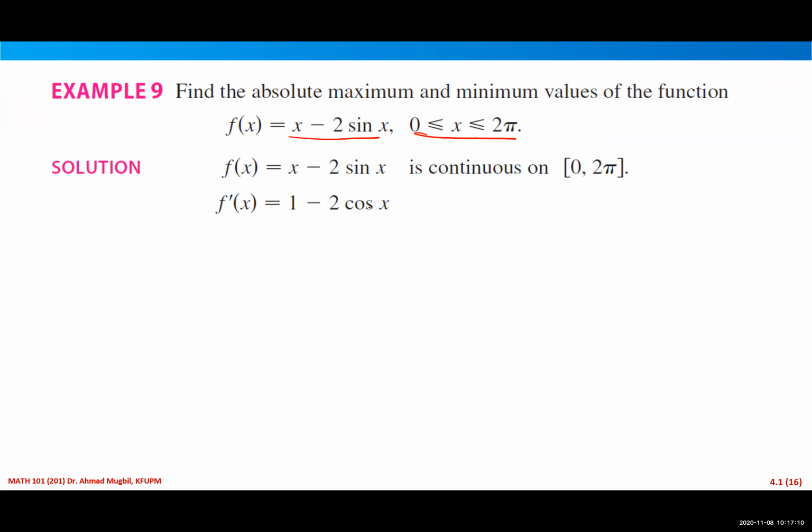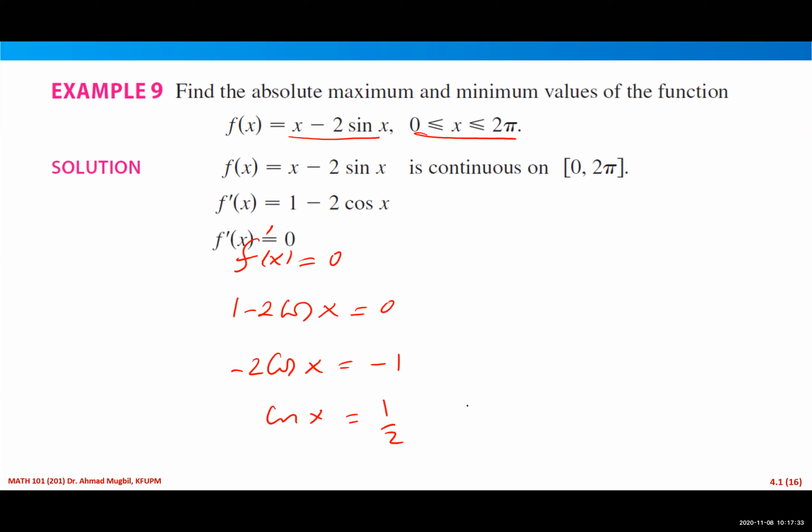Now you need to put the derivative equal to 0. This derivative must equal 0 to find the critical numbers. So you have 1 minus 2 cosine x equals 0. This will give me that cosine x is a half. Am I right? Negative 2 cosine x equals negative 1, then cosine x will be a half. So cosine x equals a half.